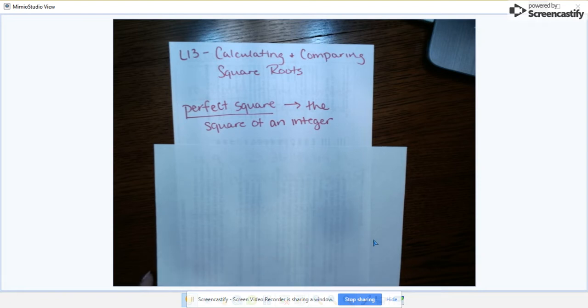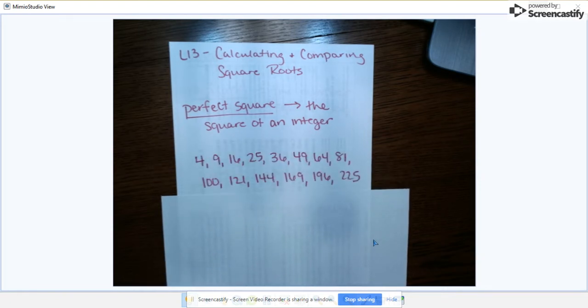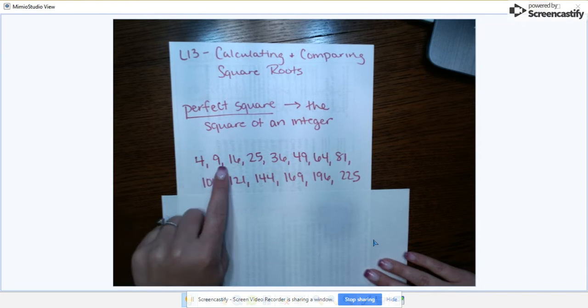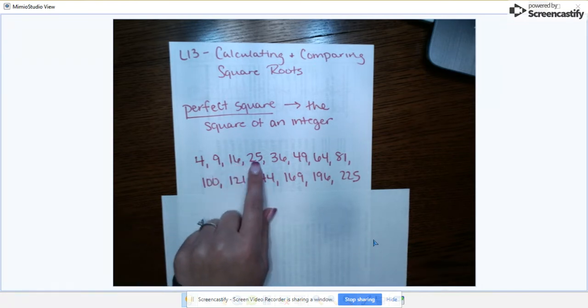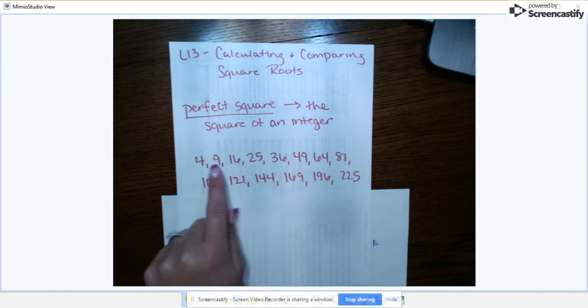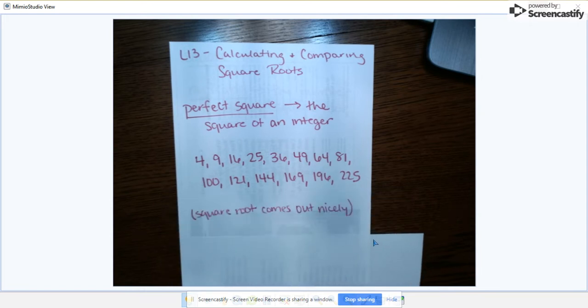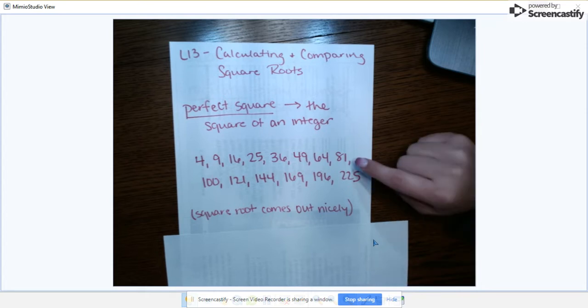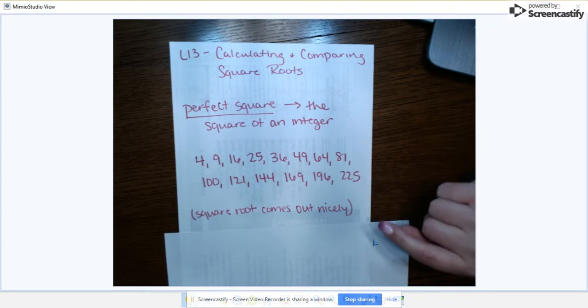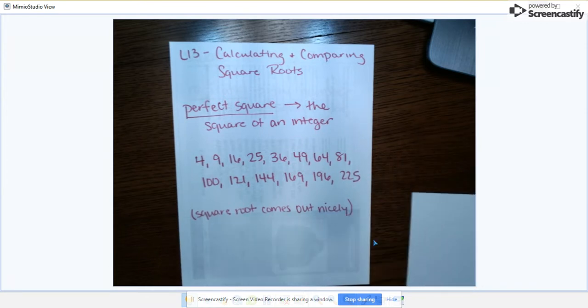So I'll list a few off. We start with 2 squared, which is 4, then 3 squared, 4 squared, 5 squared, 6 squared, and so on. So this list is a small list of our perfect squares starting from 2 squared all the way up to 15 squared. Another way to think about a perfect square is if you take the square root of any of these numbers, it will come out nicely with no decimal.